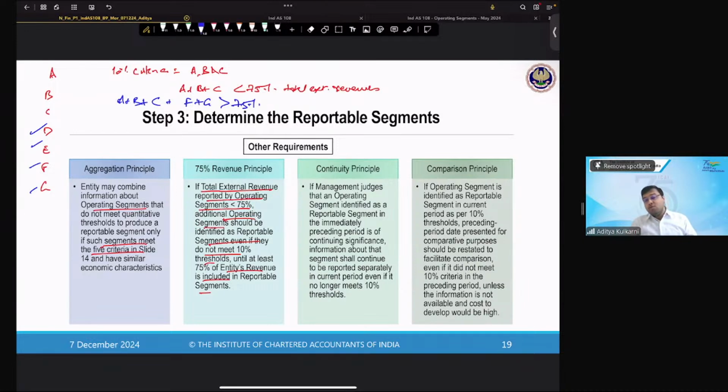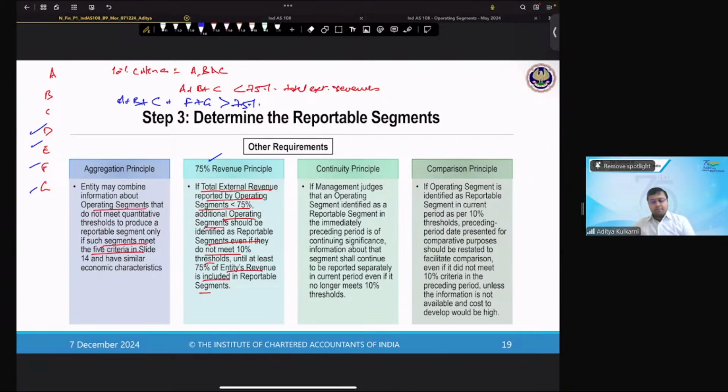Sir, F and G do not meet 10%. Agreed, they don't meet the 10% criteria, but I am including them because I have to meet the 75% external revenue criteria. Did you follow? Yes, sir. All right. Monica, Nisha, Pooja, all okay? Stephen? Yes. All right.